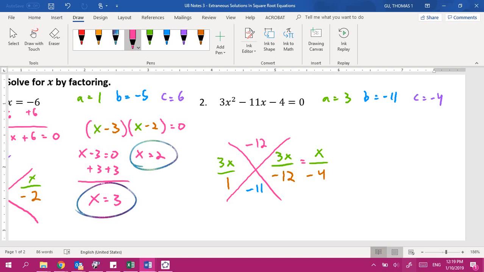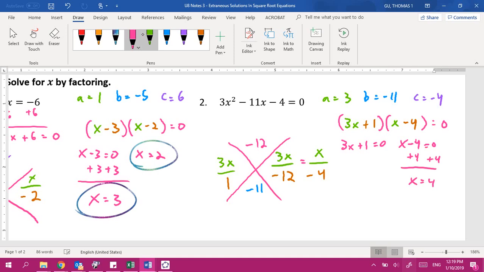We can write out our factored form. What's it going to be? 3x plus 1 times x minus 4 equals 0. Right. So then we have to solve for x. And how do we do that? We set them equal to 0. 3x plus 1 equals 0. And x minus 4 equals 0. The x minus 4 equals 0 is just going to be x equals 4. How do I get this other one?